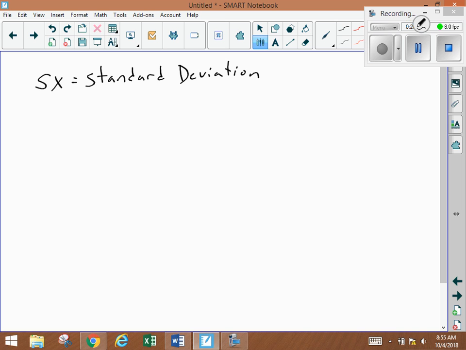And to find the variance, you're going to take this and square it. So you're going to square your standard deviation. You're going to multiply it times itself. And that is it. That is what is on the test.